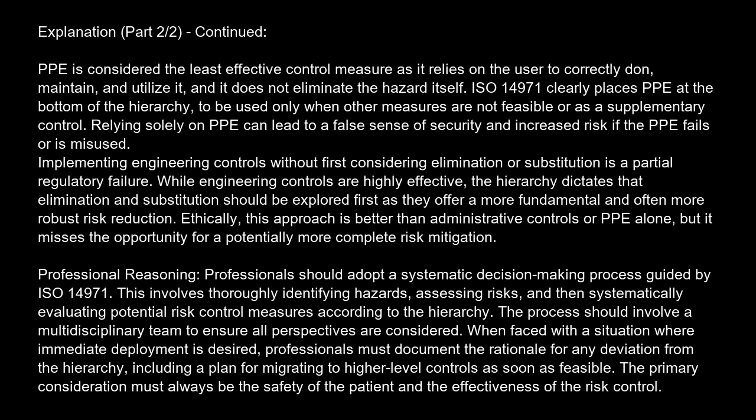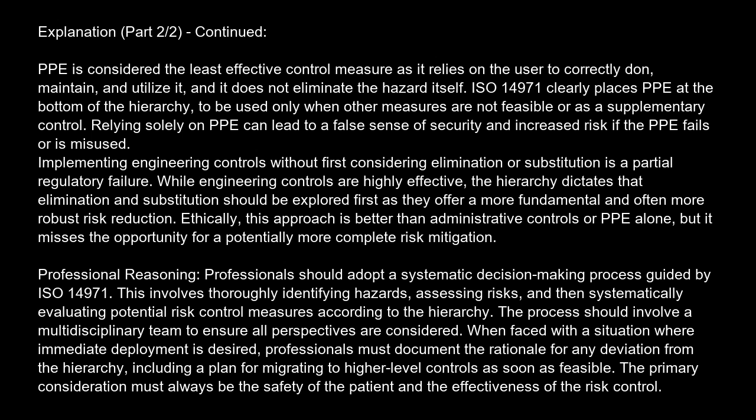While engineering controls are highly effective, the hierarchy dictates that elimination and substitution should be explored first as they offer a more fundamental and often more robust risk reduction. Ethically, this approach is better than administrative controls or PPE alone, but it misses the opportunity for a potentially more complete risk mitigation. Professional reasoning.